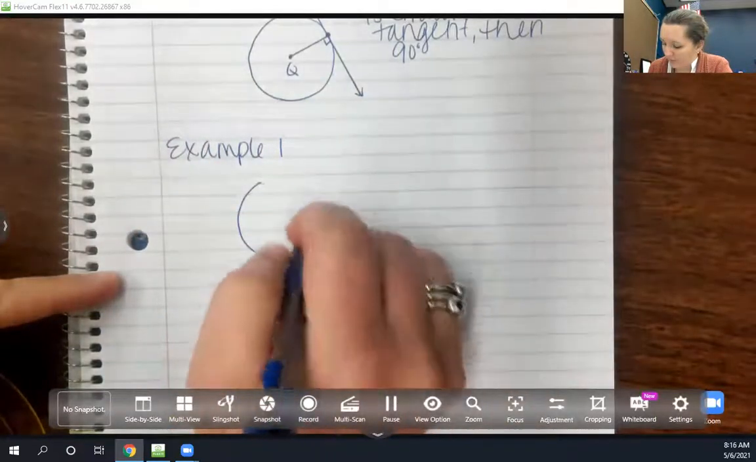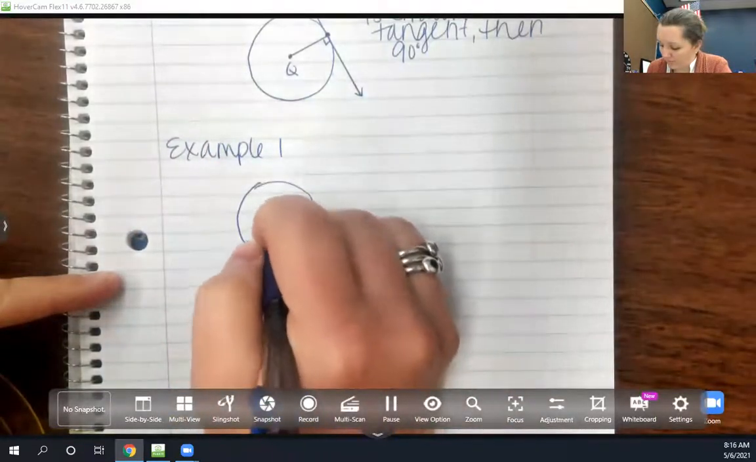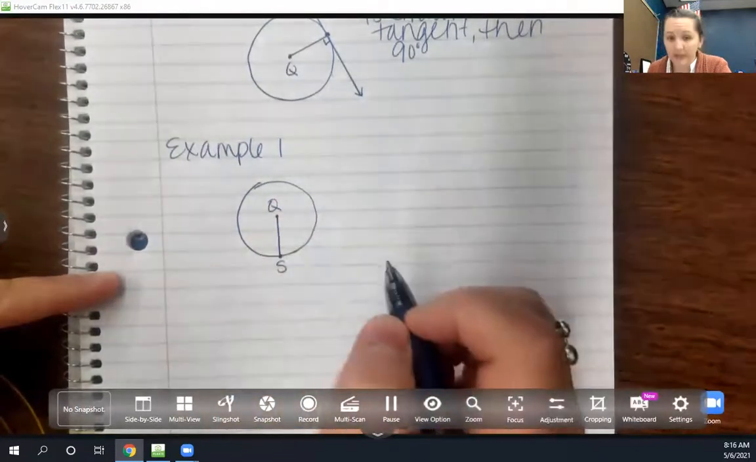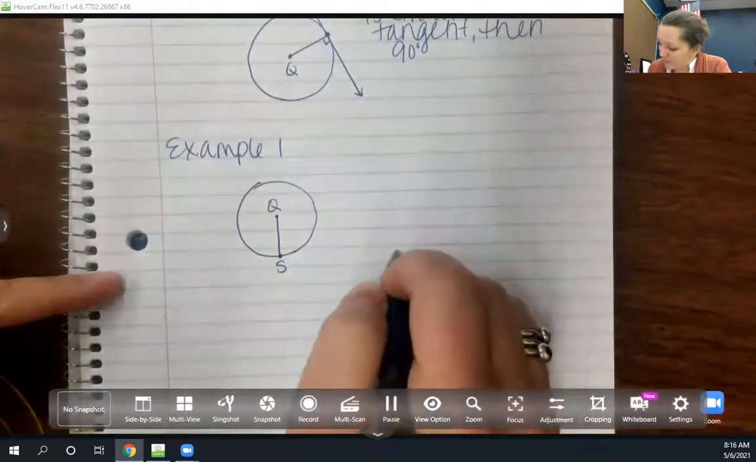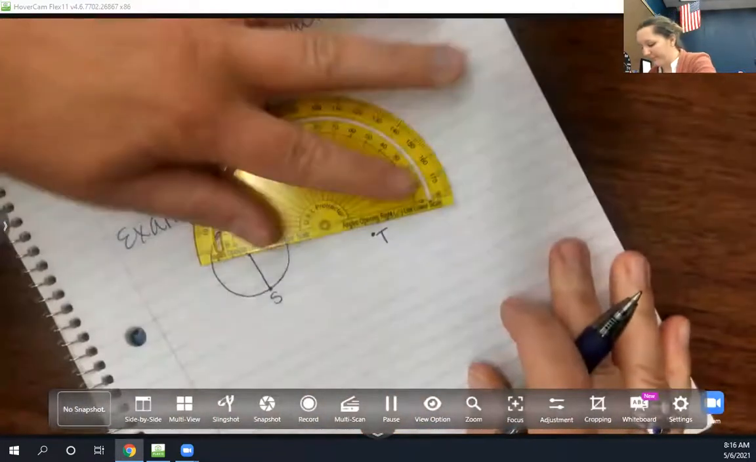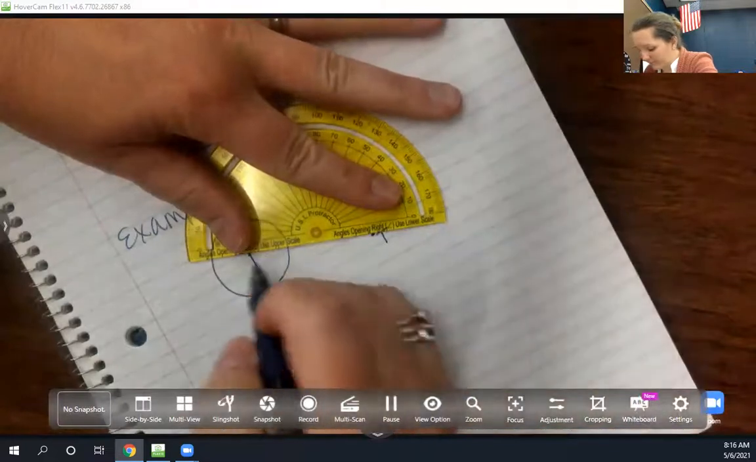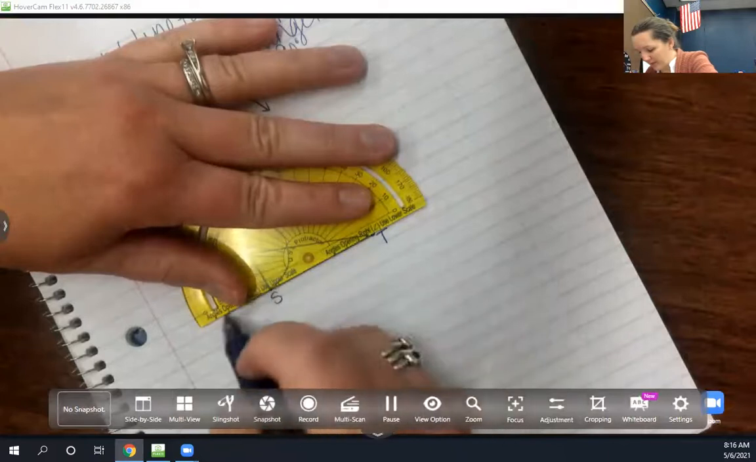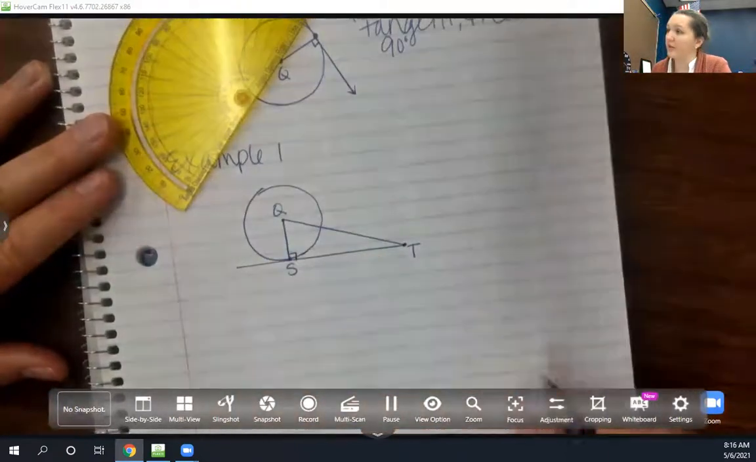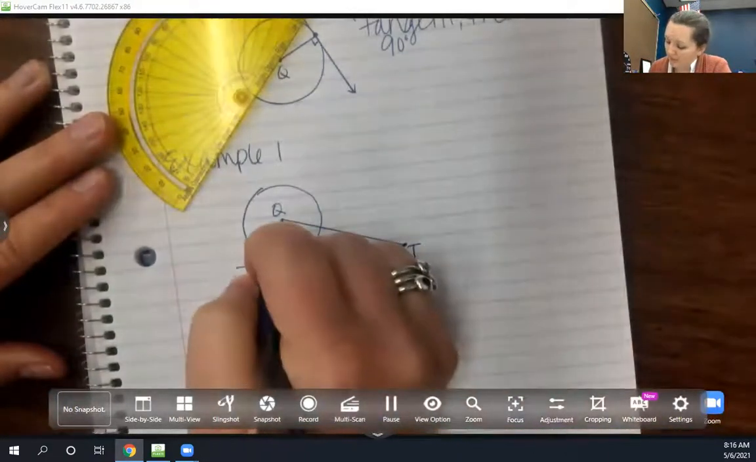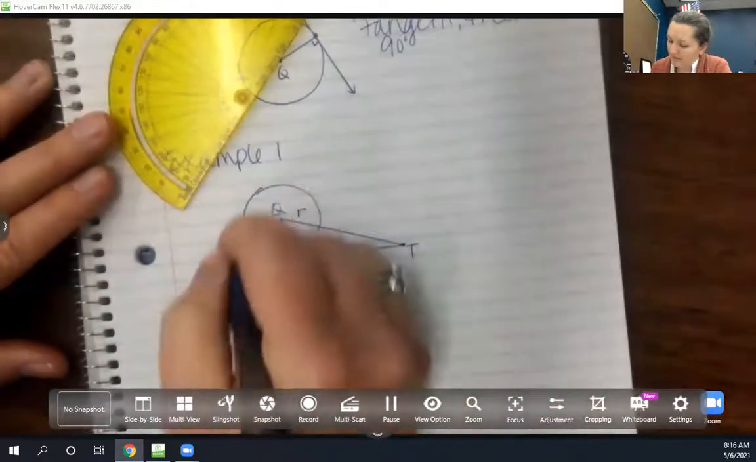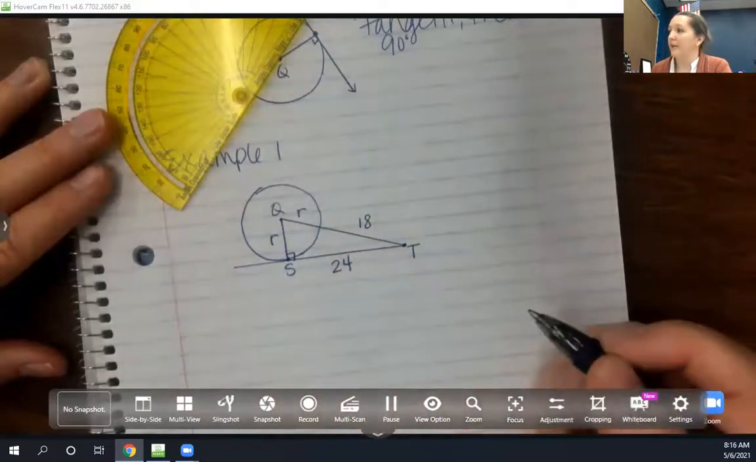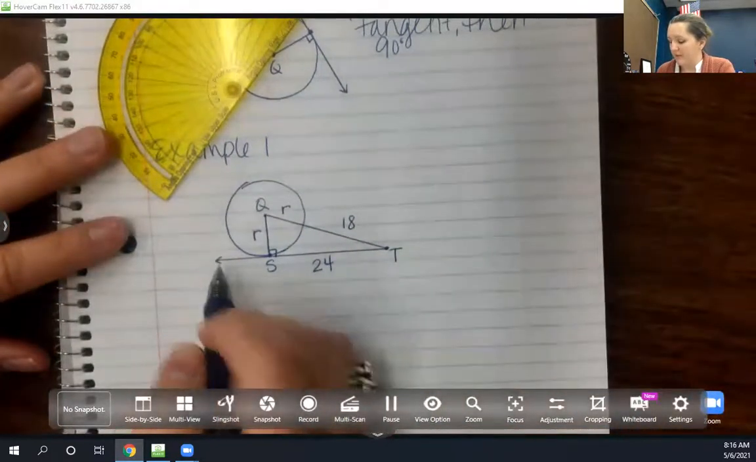If I have a circle Q, and I have a point S, point of tangency is S, and I have this external point T. So here's my tangent point S, point of tangency, so I know that it creates a right angle, right? I have a radius and a radius. Remember, a radius is the same all the way around the circle. And this is 18 and 24. And I want to find out what the radius is.